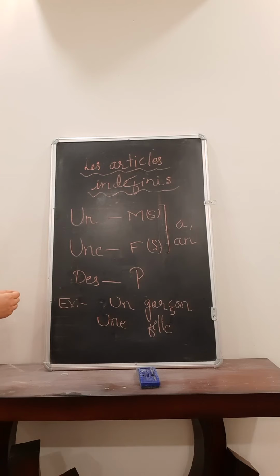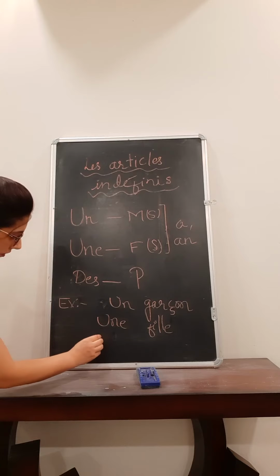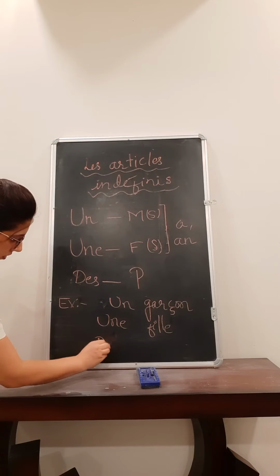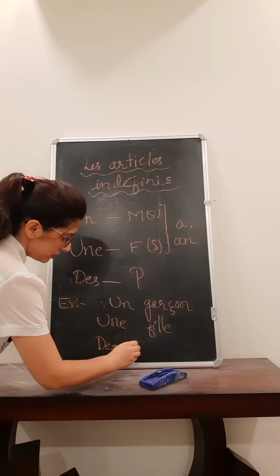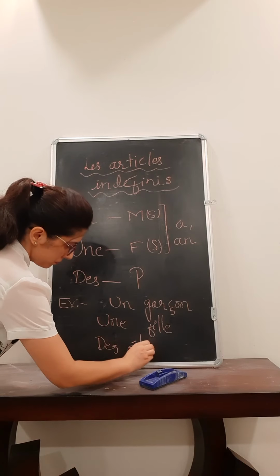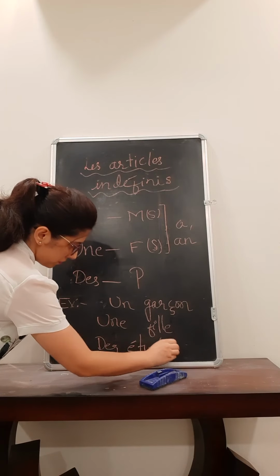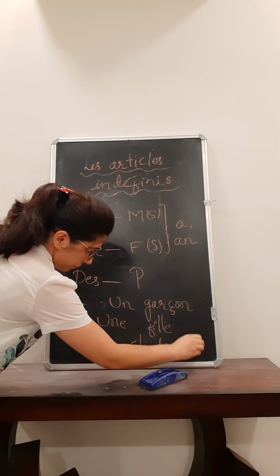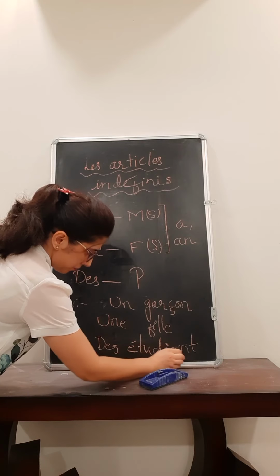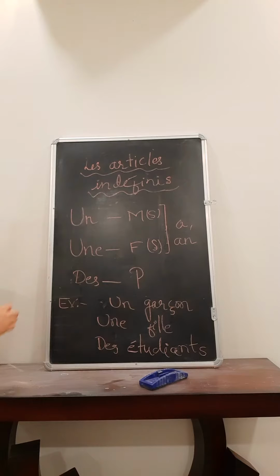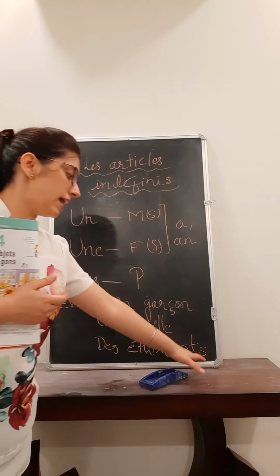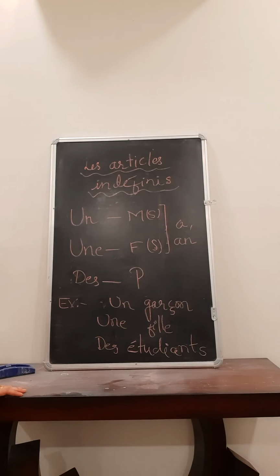If I want to say a few students, then we use des étudiants. How to make it plural? With S. Your noun should have S at the end if you want to make it plural. So, a or an, then a few.